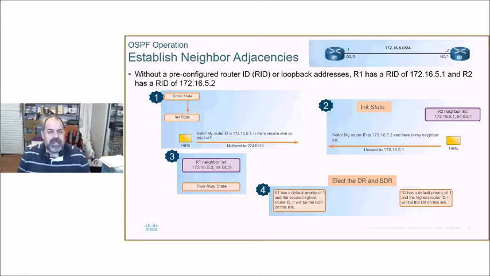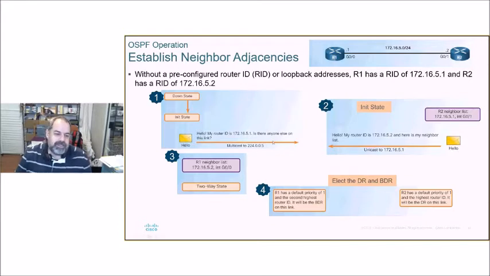Establishing neighbor adjacencies: without a pre-configured router ID or loopback address, R1 has a router ID of 172.16.5.1 and R2 has a router ID of 172.16.5.2. When OSPF starts, the first thing it wants to do is identify itself, so it wants an ID. You can type in a router ID command, or you can have a loopback address. Those are the preferred ones because they're software states, not dependent on a hardware status. The last item is a physical interface, which of course needs to be up, and it will use the highest IP address on a physical interface if that's the way it goes.